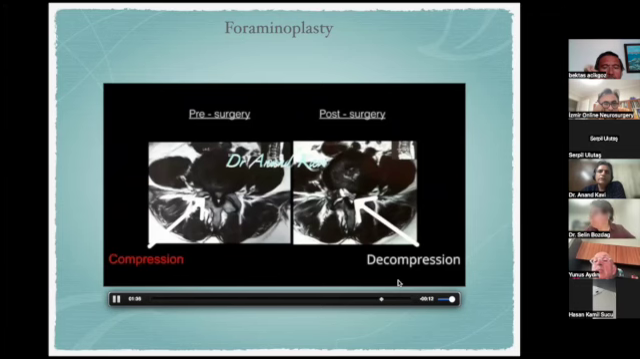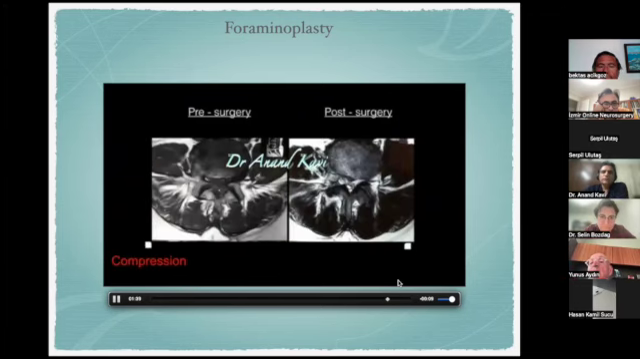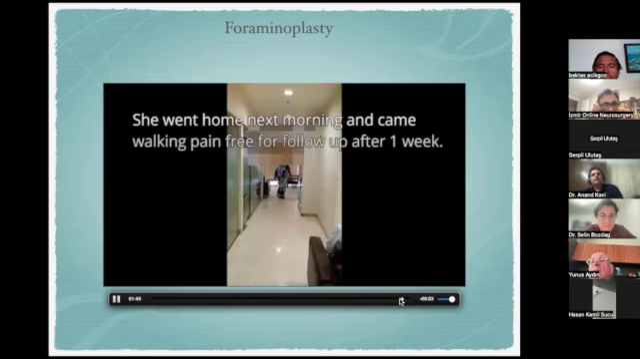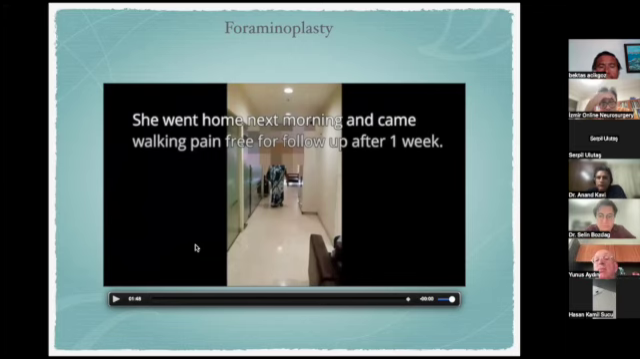And I have extensive follow-up of all these patients, and they are still very happy even after a few years. So this lady went home next morning and came walking completely pain-free for a follow-up after a week.